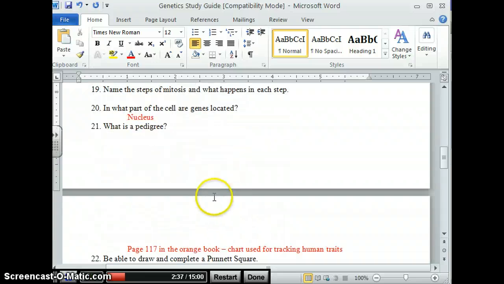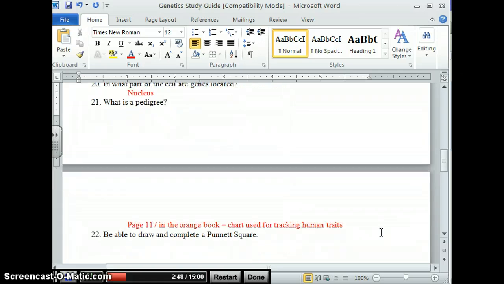And then today in class we talked about what a pedigree is. You can find more information about it on page 117 in the Orange book. And basically it's a chart that's used for tracking human traits. So it's kind of like a family tree, but it shows different traits, specifically genetic disorders or diseases.